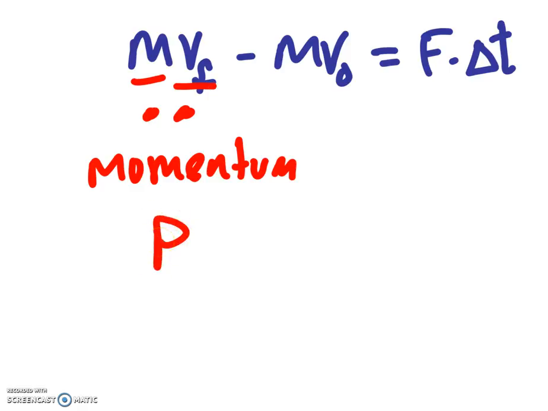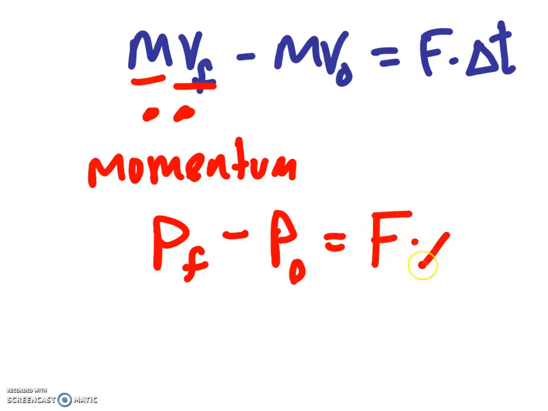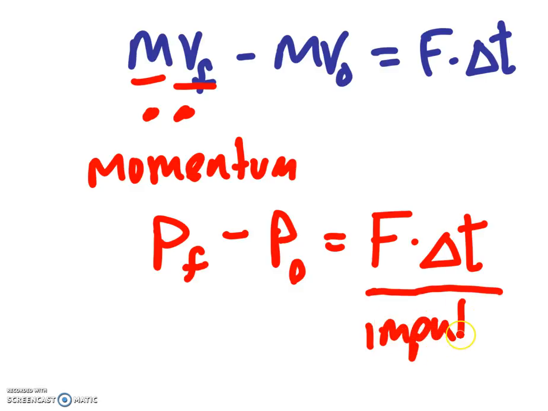So this expression here is the final momentum of an object minus mass times the initial velocity, which would be the initial momentum. That must equal the net force that occurs on the object times the length of time that the force is being applied. This quantity is called impulse in physics, and it has the symbol I.